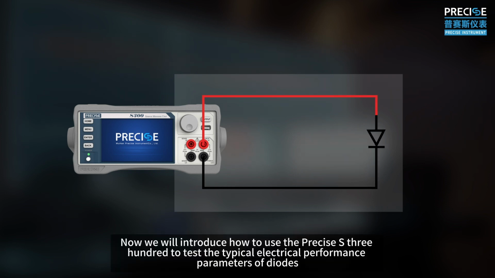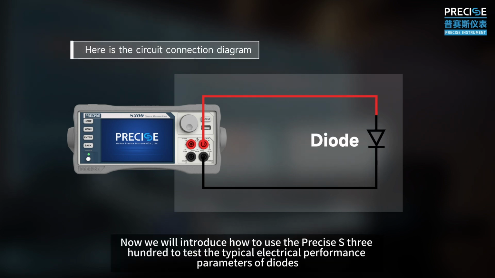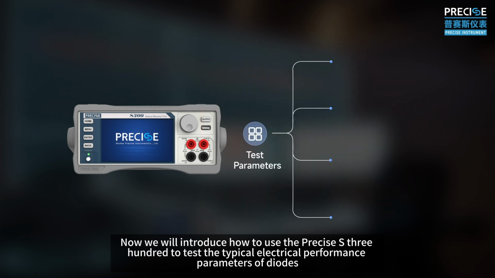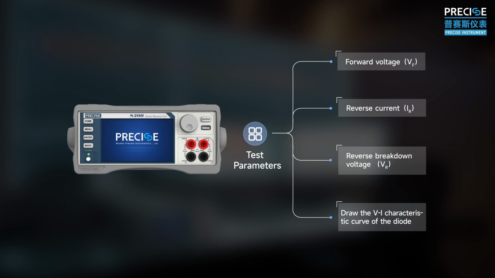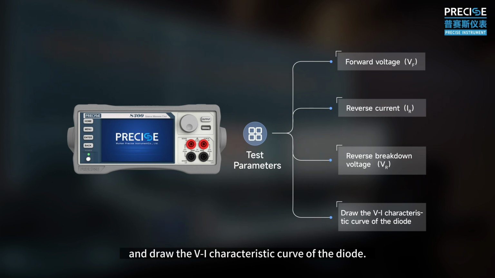Everyone! Now we will introduce how to use the Precise S300 to test the typical electrical performance parameters of diodes. Let us introduce the test parameters of forward voltage, reverse current, reverse breakdown voltage, and draw the VI characteristic curve of the diode.